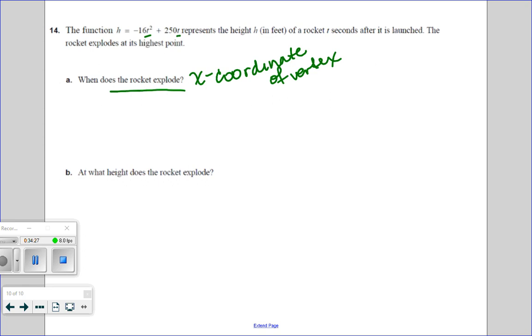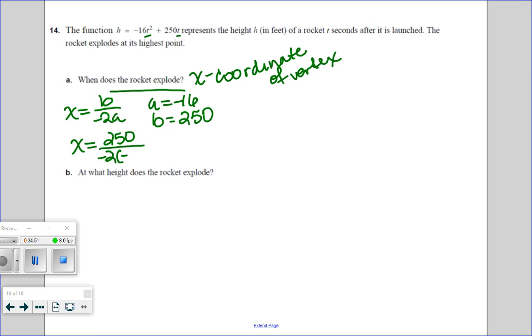So for that, all we have to do is continue using that b over negative 2a formula. In this particular problem, a is negative 16 and b is the 250. So that's what I'm going to plug in for our formula. That's going to look like this: 250 over negative 2 times negative 16. And that denominator simplifies to 32. When I divide 250 by 32, I get 7.8125. Feel free to do that with your calculator.